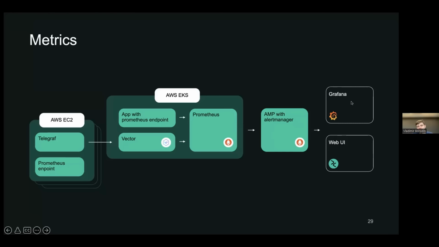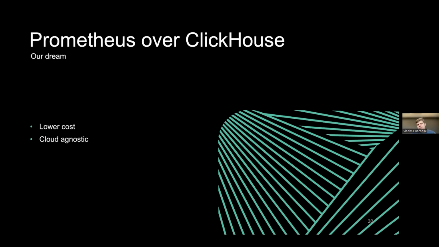And we also have 2 entry points, one for users, where we show the metrics in our web interface, and another one for us, where we use Grafana. Our dream is to make, sometime in the future, Prometheus over ClickHouse, because that would lower our cost for storing metrics. Using Prometheus managed by AWS is a cool solution. We don't need to maintain it, but it's a kind of cloud lock, and we are building a cloud agnostic solution. So what we want to have is Prometheus over ClickHouse for storing metrics.